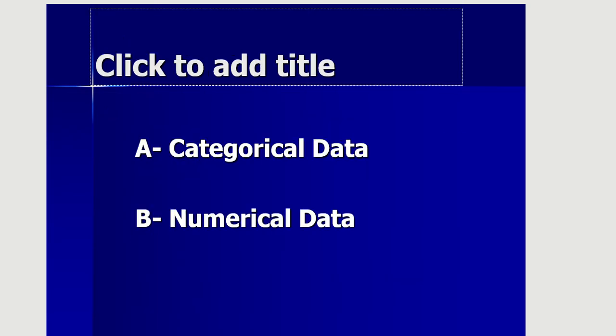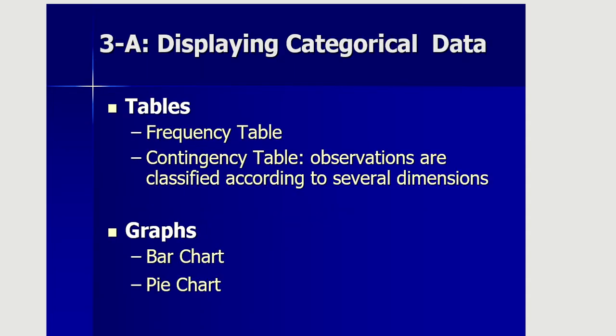So let's start. As you already know, there are two types of data. There's the categorical and numerical data. We will start with the categorical data. For categorical data, there are two ways where we can display the data. First, using tables, and second, using graphs.